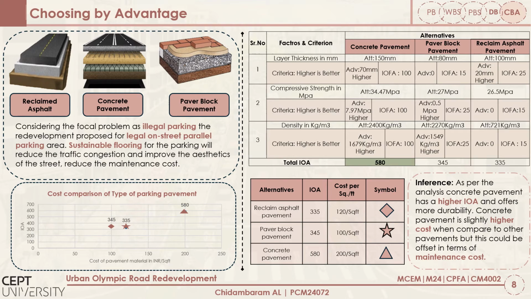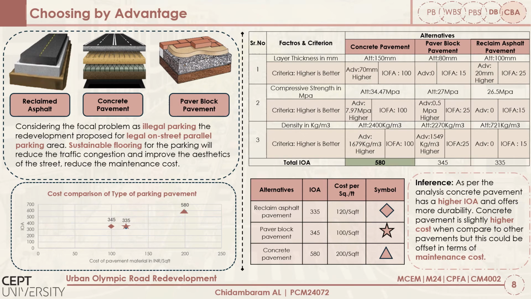The main factors which are considered for the IOA analysis are layer thickness in mm, composite strength in megapascals, and density in kg per meter cube. Here I show only the few parameters which are important for comparison. Other parameters are also considered for the final IOA value. After IOA analysis, with help of industry experts, I obtained the current market rate for each and every option in terms of cost per square feet.